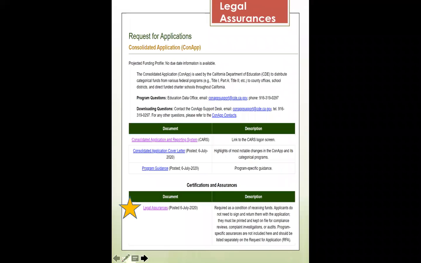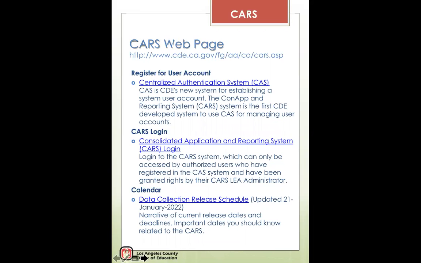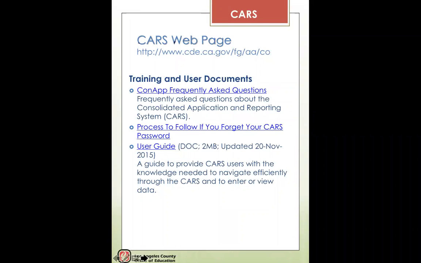All right, this is the page where you find the legal assurances. It's with the request for applications link, so that's just where to find those. And the next page has a lot more links. You can see there's everything. That's the centralized authenticating system, where you go to register if you're brand new, the CARS login, where you go to get in, and the release schedule. Training documents, again, you can just look through these. The user guide, again, is for using CARS.